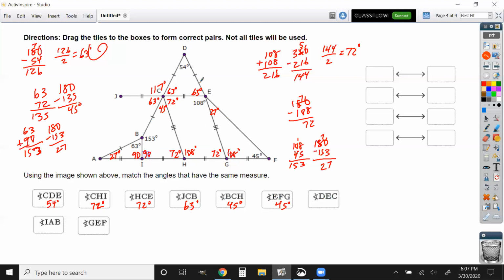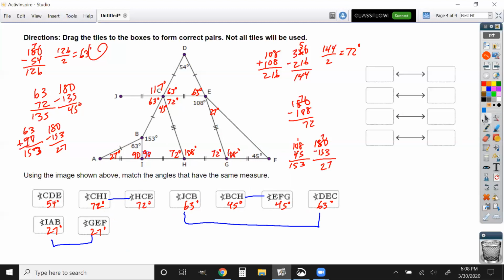DEC, that's a 63 degree angle. And IAB, where's I? IAB, that's 27 degrees. And last, GEF, that's 27. So the ones that go together, it looks to me like, I'm going to change color here, these go together, these go together, these go together, and so do these.